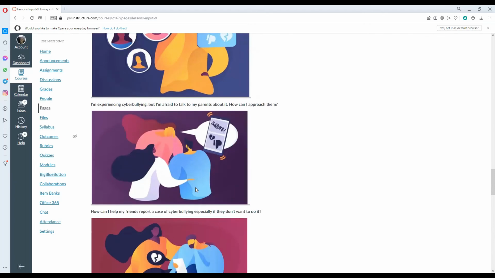I'm experiencing cyberbullying, but I'm afraid to talk to my parents. How can I approach them? You must know how you can approach your parents, your loved ones, or your guardians, and you must not be afraid to tell them what is happening. Because the longer you keep everything to yourself, the harder it will be for you emotionally and mentally, which can lead to other complications.